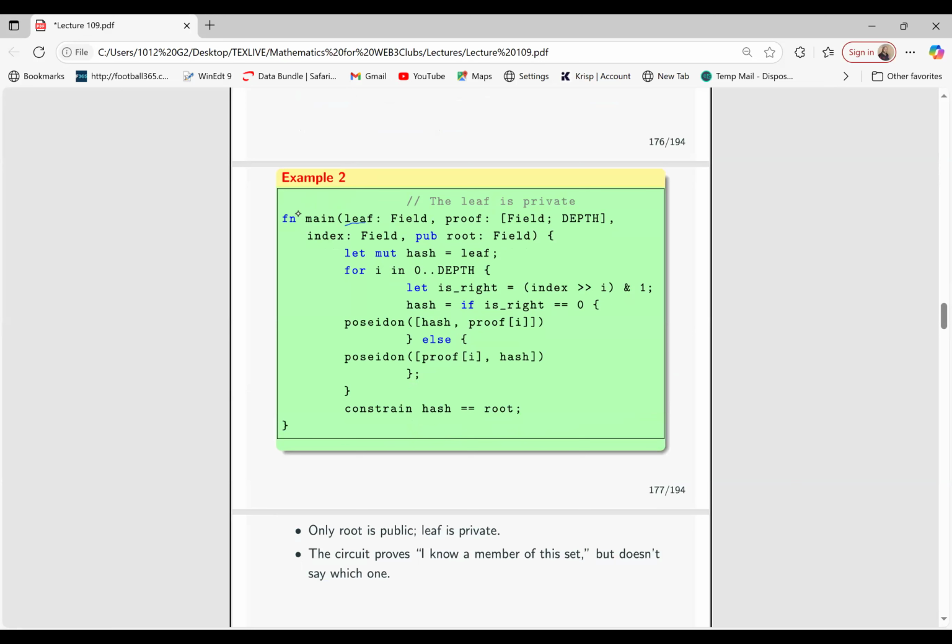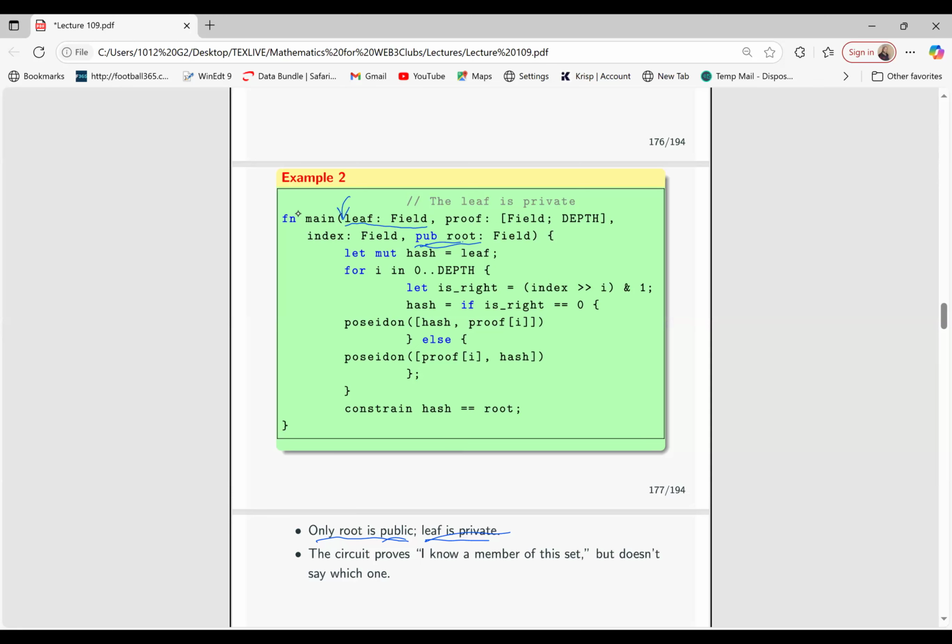You can see this leaf has no word pub before it. And you can see that the root is public because the word pub comes before it. So I've said, therefore, in this example, only the root is public. The root must be known, but the leaf must be concealed.